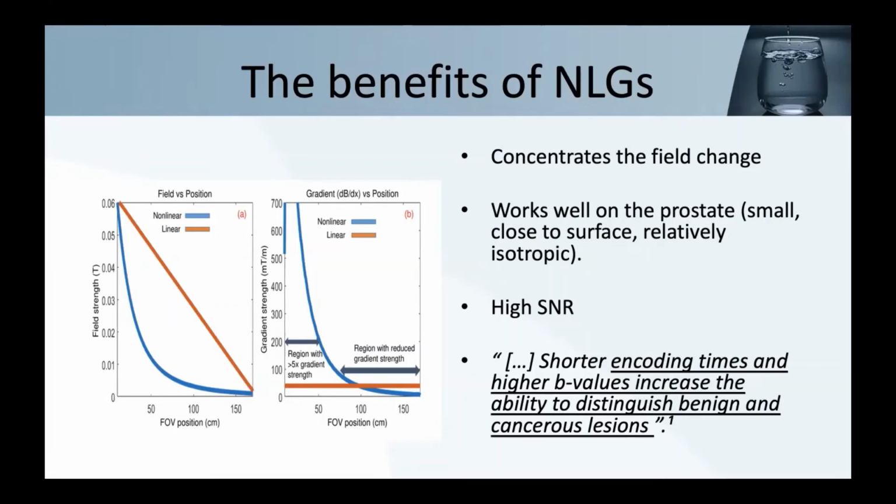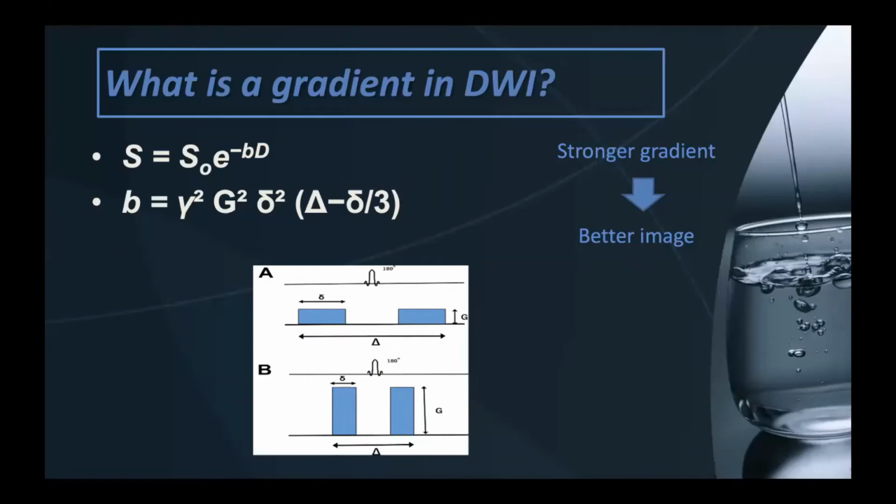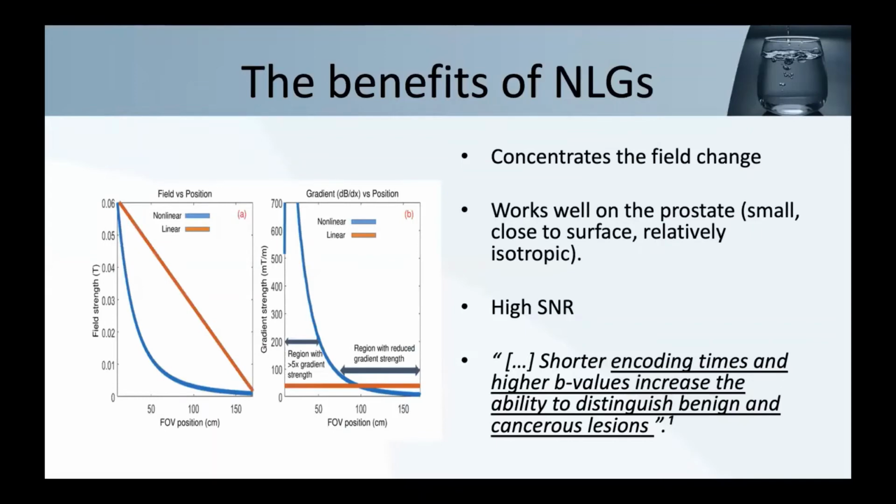NLGs allow us to concentrate the field change in just a small region, as you can see here. With the linear gradient, we have the same strength all across the field, 50 centimeters, 100, 150. But with the non-linear gradient, what we have is a very strong gradient just in the beginning, in the region that we're interested in, and then a reduced gradient strength in the rest of the part. But we're not interested in that. We're only interested in the part that we're going to analyze, which is the prostate in this case. So by doing this, we can reach very high G values without having to increase the encoding time.